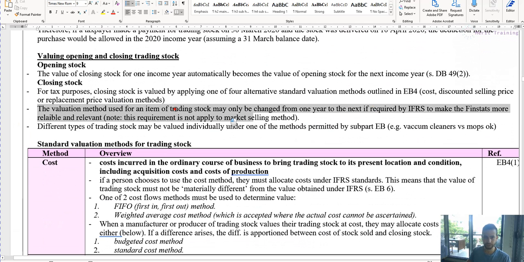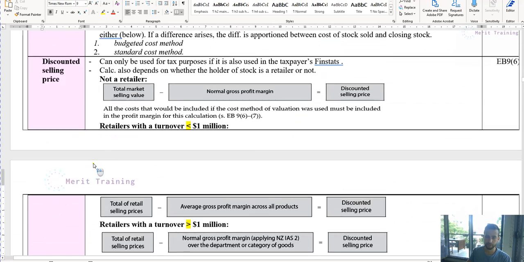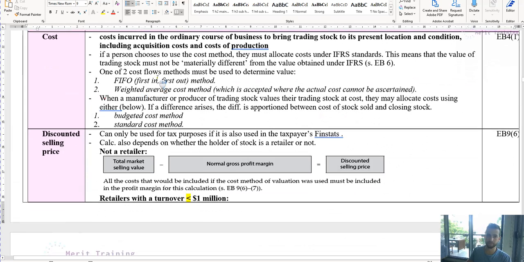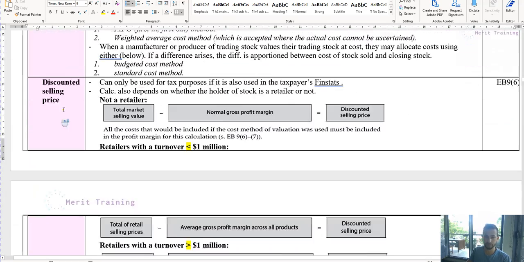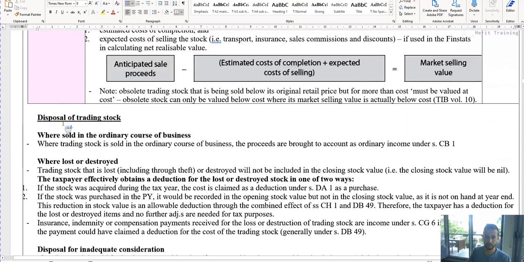I'm not sure if I mentioned this actually. Did I say this? The valuation method can only be changed from one year to the next if required by IFRS. So once you make your initial choice, whether that's market selling price or cost, you need to stick with that cost unless it's required by IFRS to make the financial statements more reliable and relevant. Unless it's the market selling method, then that doesn't apply. And then these are the different methods that the taxpayer can use. There are four: cost, discounted, replacement, market selling.